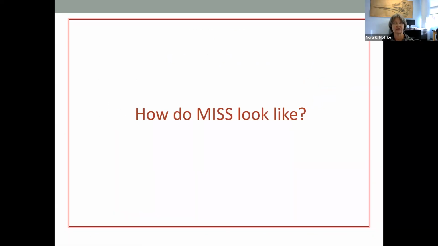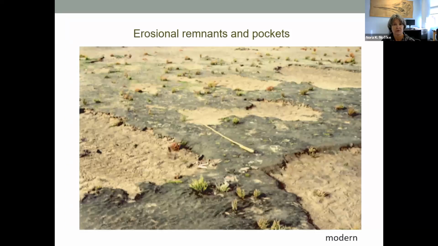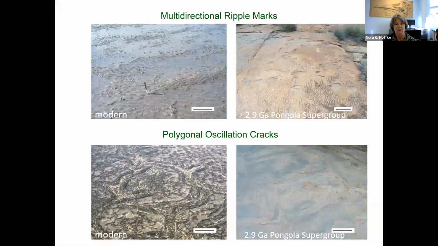I like to show you a few examples for those structures. First of all, erosional remnants and pockets. That's an example from the modern, it's a tidal flat. Here you can see that this sedimentary surface is organized into two structural elements. The dark area here, the elevated area, that is a microbial mat. And here in between, you can see where the microbial mat was eroded away, and the sand that was originally beneath the microbial mat is now visible. It's exposed.